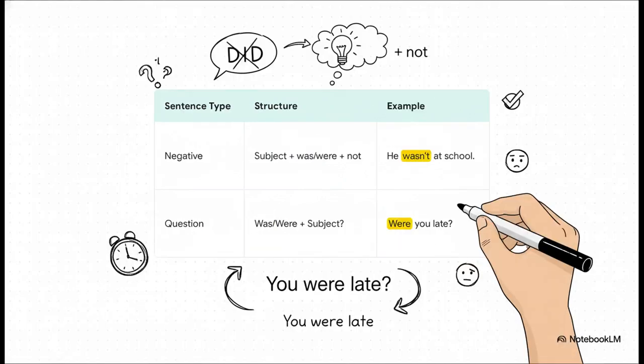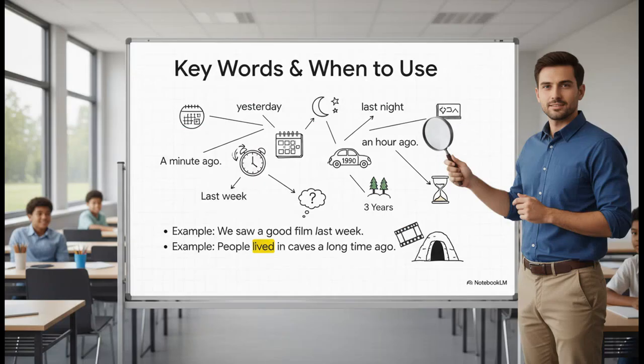But of course, the verb be has to be different here too. With was and were, you do not use did. It's way easier. For negatives, you just add not. So was becomes wasn't, and were becomes weren't. And for questions, you just swap the subject and the verb. So he was at school becomes was he at school. Simple as that.